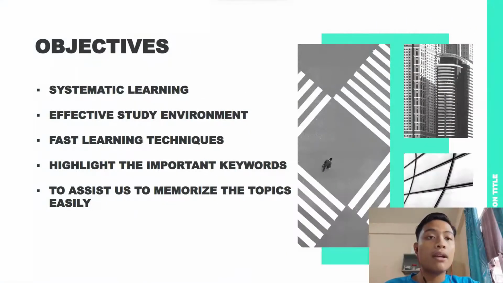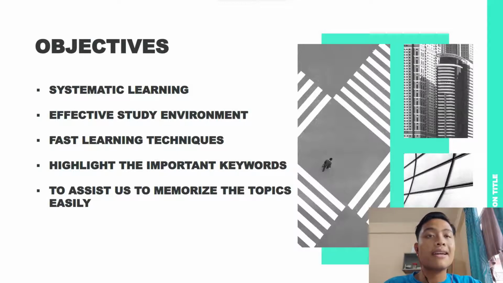Now we are going to the next part, which is the objective of using a mind map in presenting linear algebra. Firstly, it gives us a systematic learning process because it helps us to visualize information in spatial orientation. Besides, it provides an effective study environment. This is because it helps us to see the whole and how the parts work together. It's also a fast learning technique.